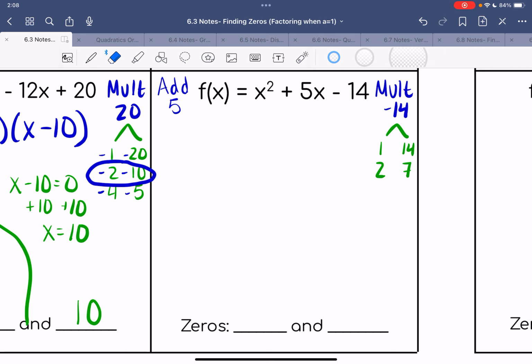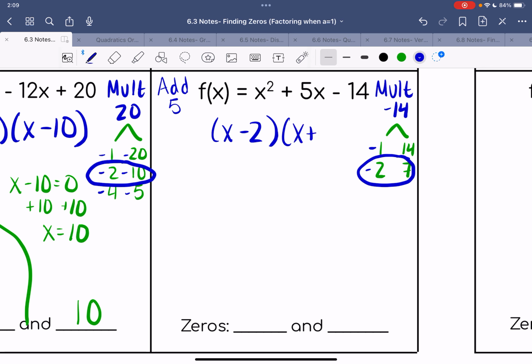Okay. In order to multiply to be a negative, we need one number to be negative. In order to add together to be positive, we want our bigger ones to stay positive. So we'll make these little guys negative. And then the numbers that add together to be 5 are negative 2 and positive 7. So our factored form is x minus 2 and x plus 7.